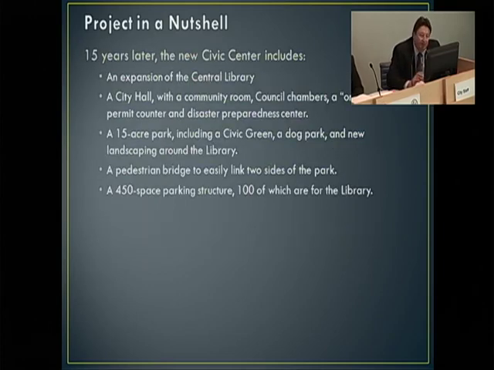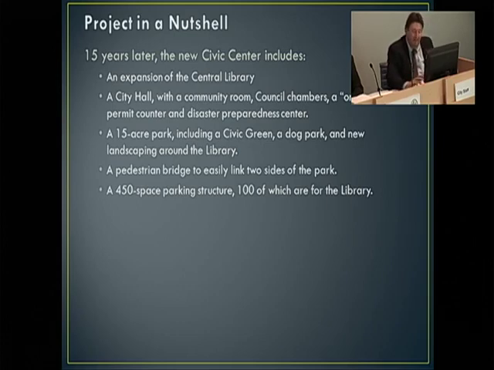So at the end of the day, 15 years later, we have an expansion of the Central Library. We have a new city hall with a community room, a council chambers, a one-stop permit center, and a disaster preparedness center in the basement. And, of course, the 15-acre park, in keeping with the folks that wanted the park. That includes a dog park and all the landscaping, low-water and native plants all around. And then the pedestrian bridge that links the two sides of the park and our 450-space structure, 100 of which were needed for the library. And that is the project in a nutshell.